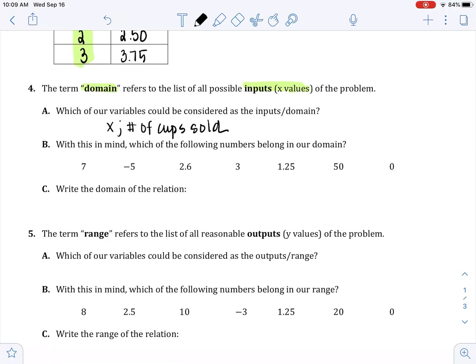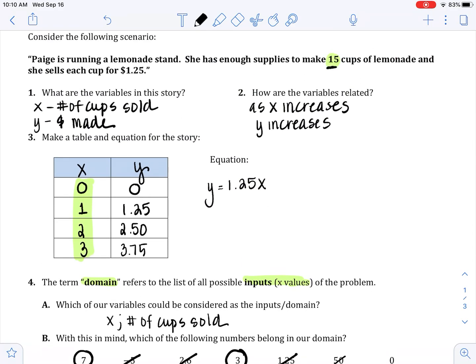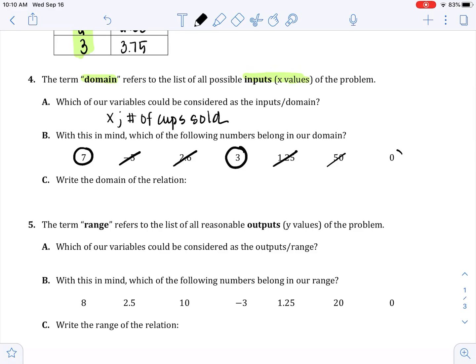All right, with this in mind, which of the following numbers belong in this particular domain? So can she sell 7 cups? Yes. Can she sell -5 cups? No. Can she sell 2.6 cups? No. How about 3? Yes. 1.25? No. 50? No. Remember, she can't because it says she only has 15 cups total. Can she sell 0? Yes.